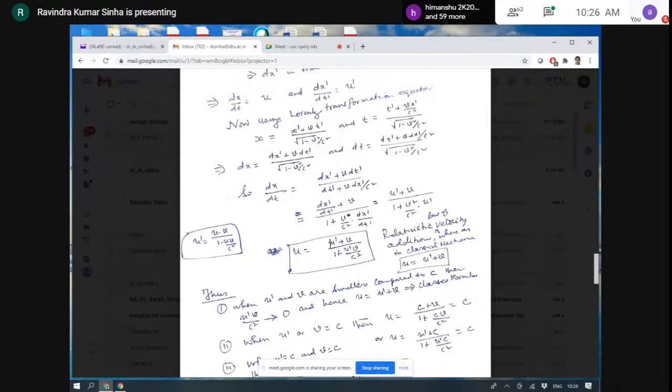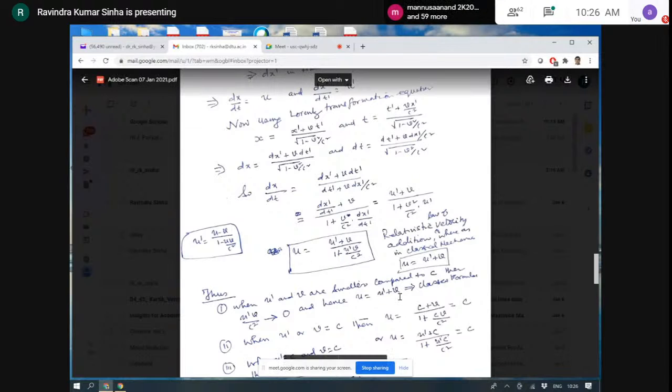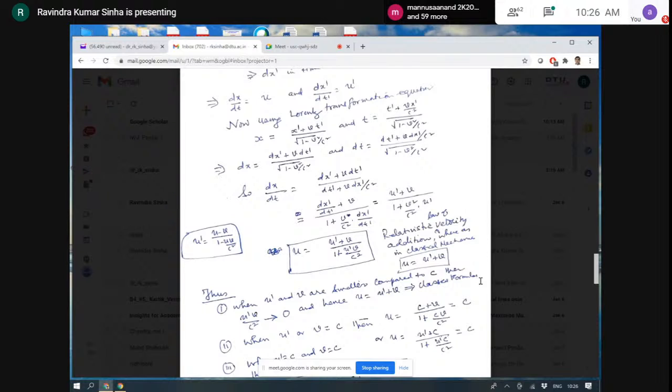u dash and v are much smaller compared to c, so their product will also be small. Here, u dash v by c square will be a small value. So we can neglect it, and therefore u will be u dash plus v. That is the classical formulation.